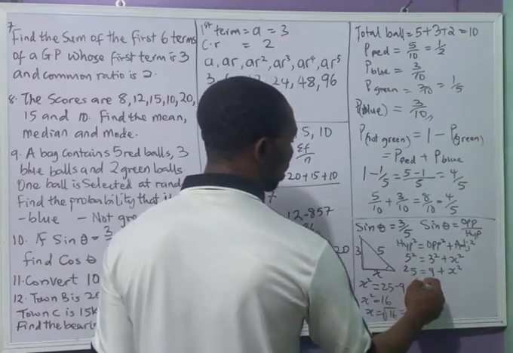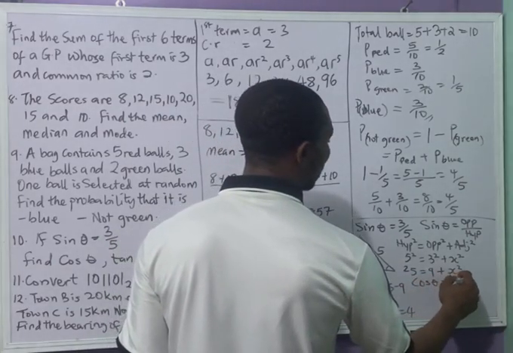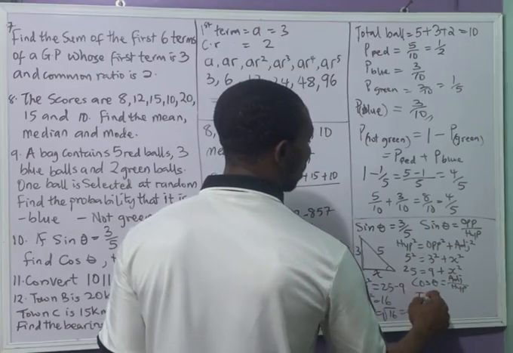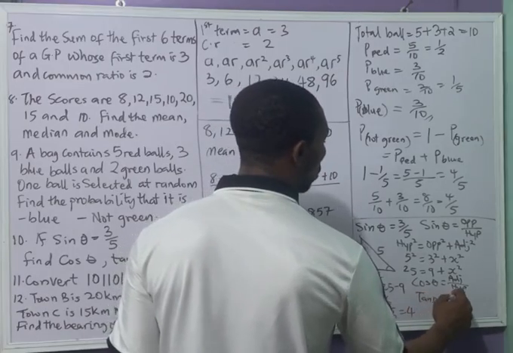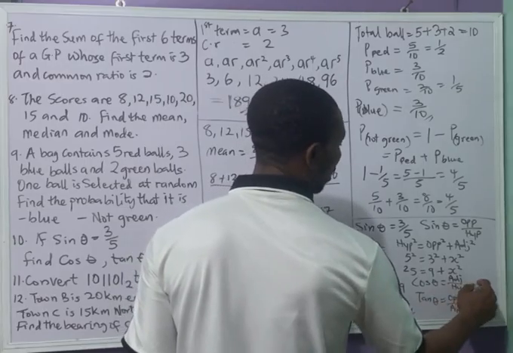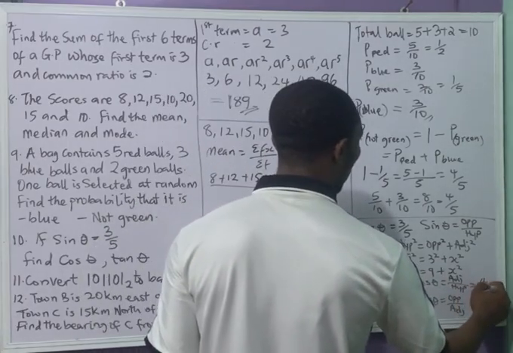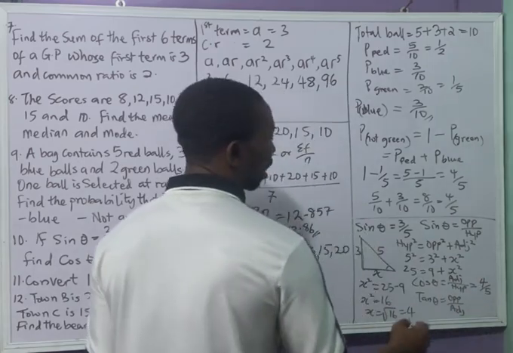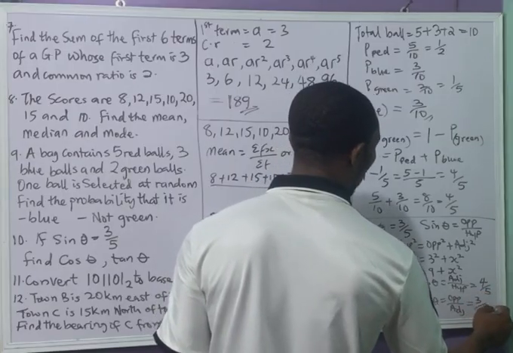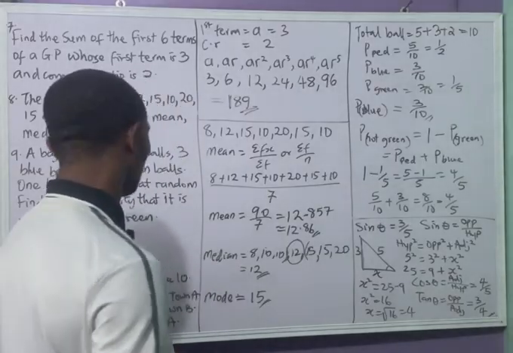Now for cos theta, what is it? Adjacent over hypotenuse. And tan theta equals opposite over adjacent. So for cos theta, adjacent is 4, that gives us 4 over 5. And tan theta, opposite is 3, over 4, so 3 over 4. So with this, we've solved our question.